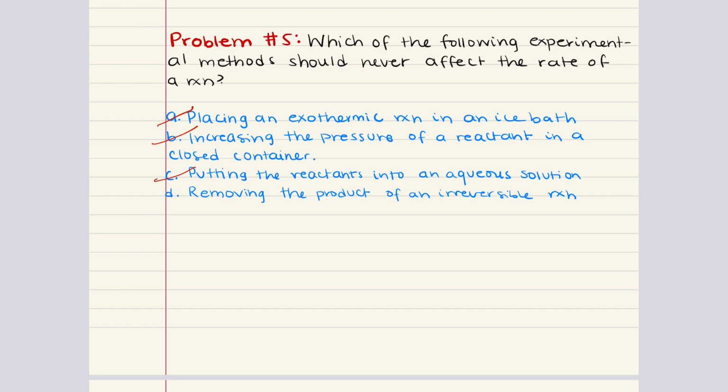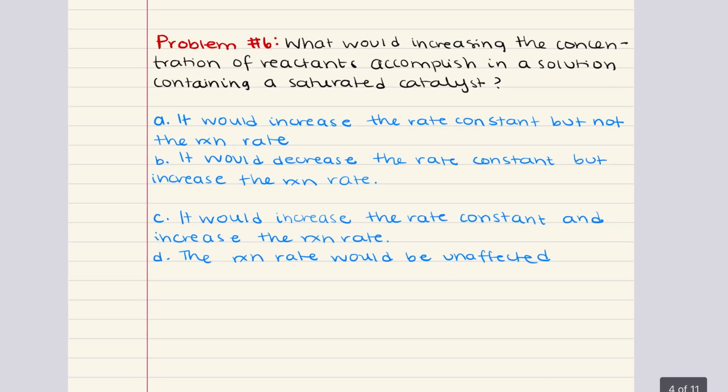D says removing the product of an irreversible reaction. In an irreversible reaction, removing the product doesn't affect the rate of the forward reaction because that forward reaction is independent of the product concentration. Please note that this is the case for an irreversible reaction, not a reversible reaction. And so D is the only choice that answers our problem. Which of the following experimental methods should never affect the rate of the reaction? Five is D. Next up, we have problem 6.